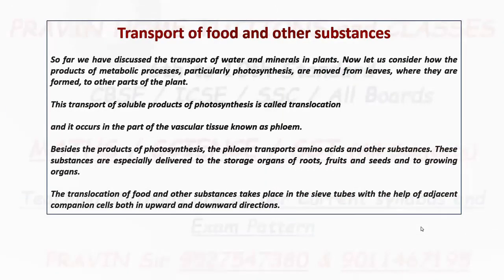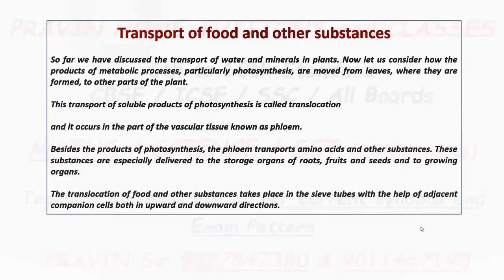Now we'll see how food and other substances are transported in plants. This transport of soluble products of photosynthesis is called translocation, and this translocation process occurs in phloem. Phloem also transports amino acids and other substances besides the products formed in photosynthesis. Other substances are specially delivered to the storage organs of root, fruit, seeds, and to growing organs.